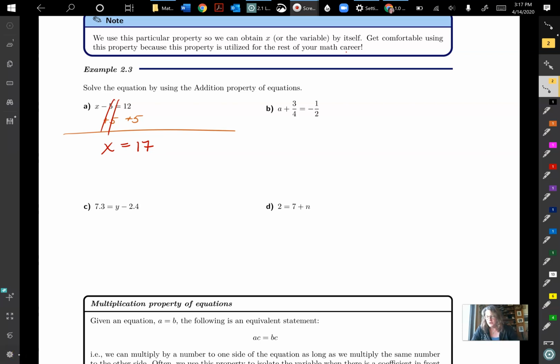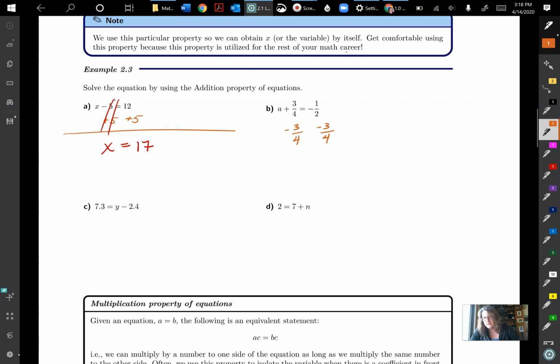So I'm going to also do B and then leave C and D for you guys to do on your own and just put the answer, and I'll read off the answer, but not all the steps because those should be pretty quick. So this one here with the fractions, we have a plus 3/4 equals negative 1/2. If you haven't watched the fraction video, go ahead and check that out. I think that's in section 1.2. That was optional, but if it's been a while for fractions, you might want to check that out. So I'm going to subtract 3/4 from both sides.